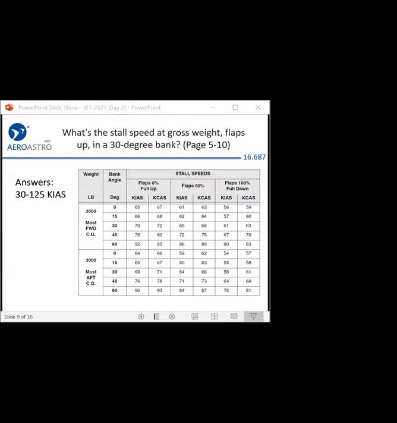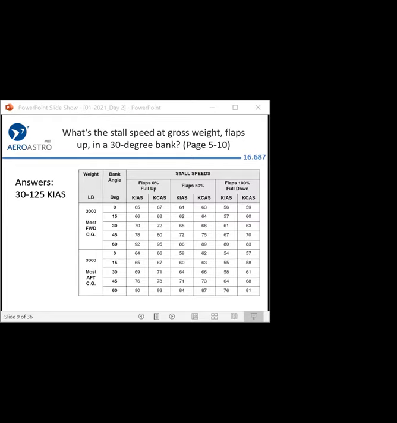Yes. I guess the purpose of having this here in the assignment is to remind everybody that if you're in a bank, don't fly 56 knots. Don't take that 56 knot number from before and use it when you're in a steep bank trying to make it to the runway from the pattern.